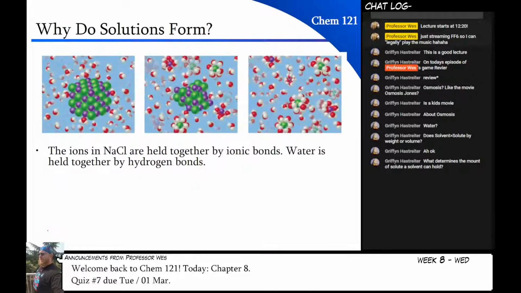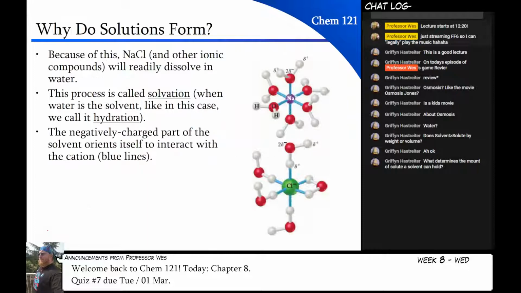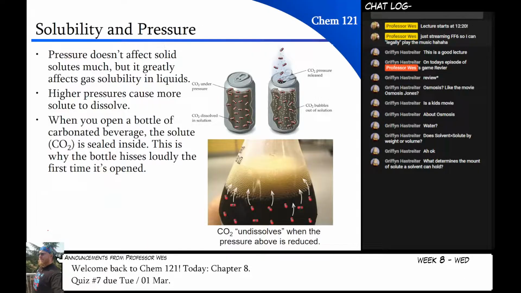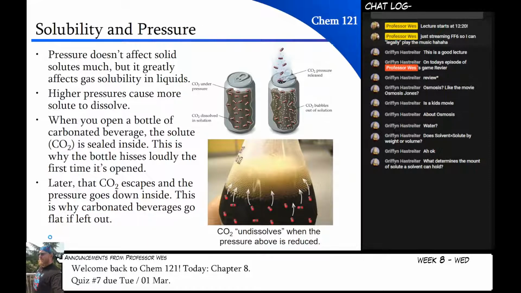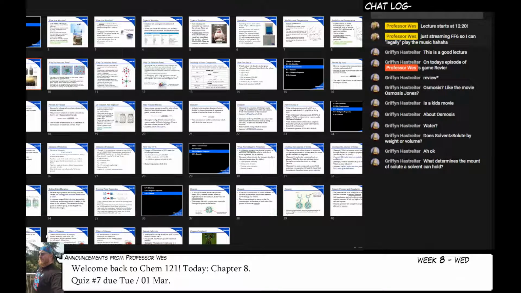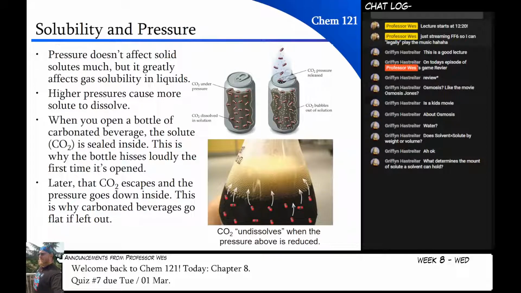Now, what about temperature with gases? Do I do temperature with gases? Hold on. I might not have that slide in here. Let me see. It doesn't look like I do.